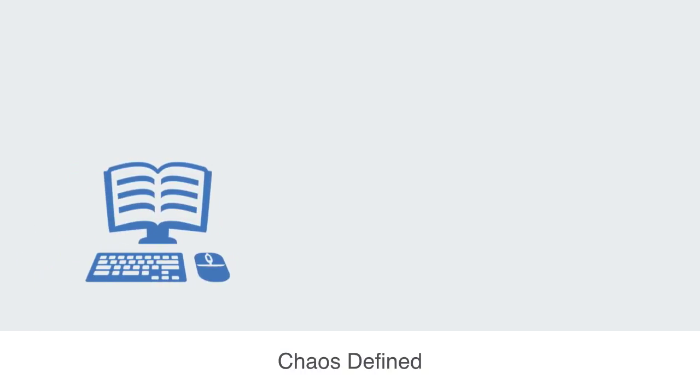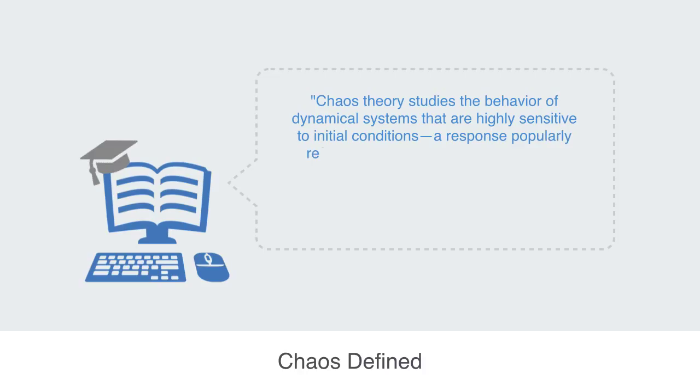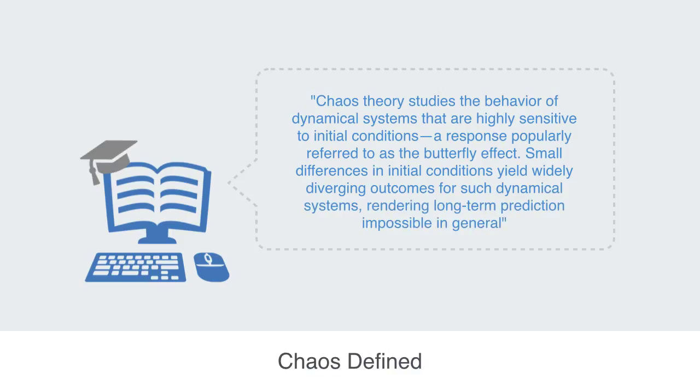Wikipedia has a good definition for chaos theory, so let's take a quote from it. Chaos theory studies the behavior of dynamical systems that are highly sensitive to initial conditions, a response popularly referred to as the butterfly effect. Small differences in initial conditions yield widely divergent outcomes for such dynamical systems, rendering long-term predictions impossible in general.